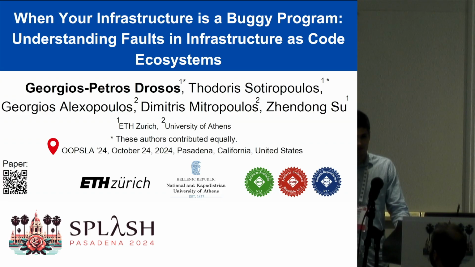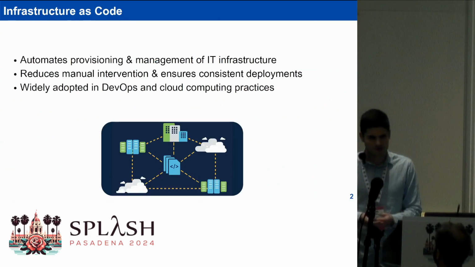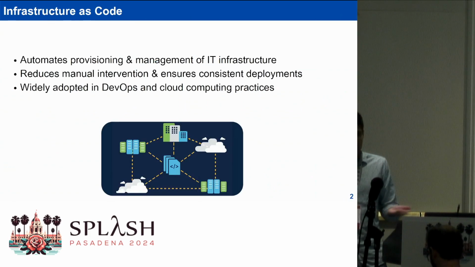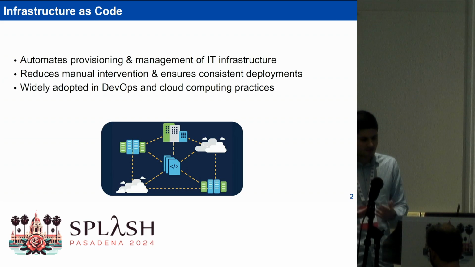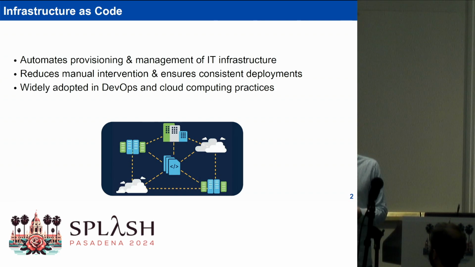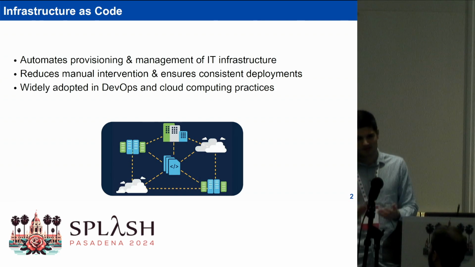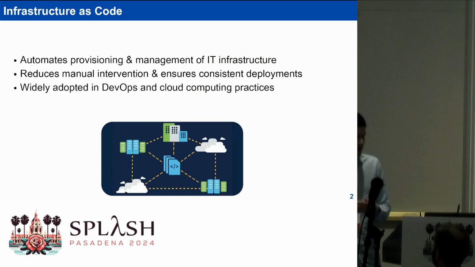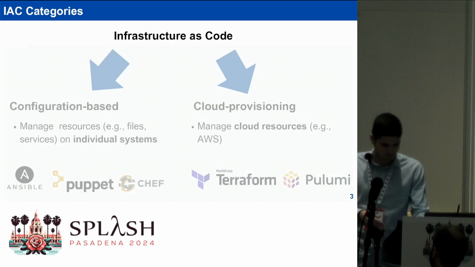So let's get started first with some background. What is infrastructure as code? With this term, we refer to technologies that we use to automate the provisioning and the management of IT infrastructures. The main advantage of IaC is that it reduces manual intervention and ensures consistent and reliable deployments. And IaC has been widely adopted in industry, both in DevOps and in cloud computing practices.